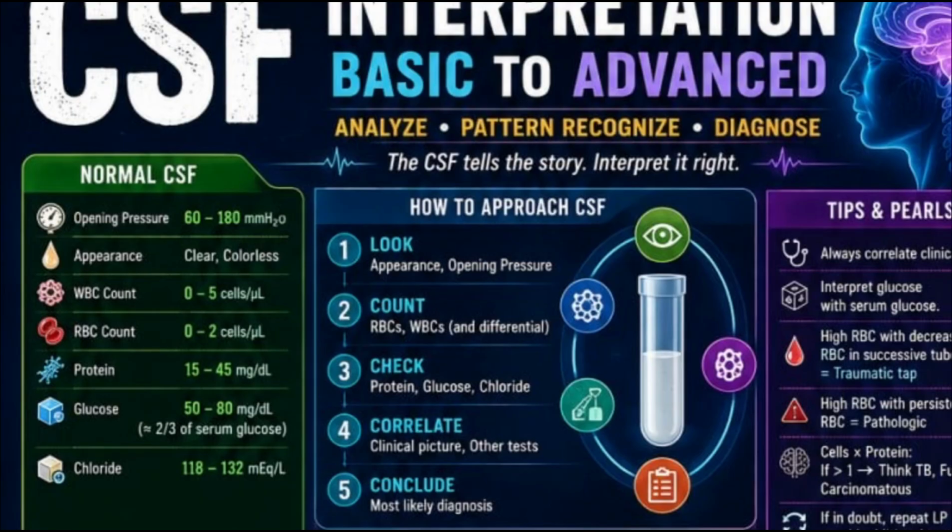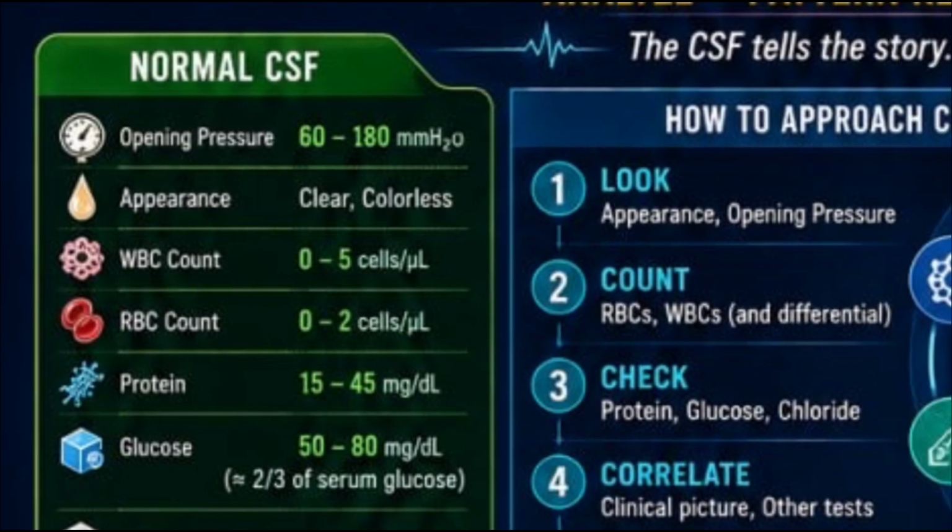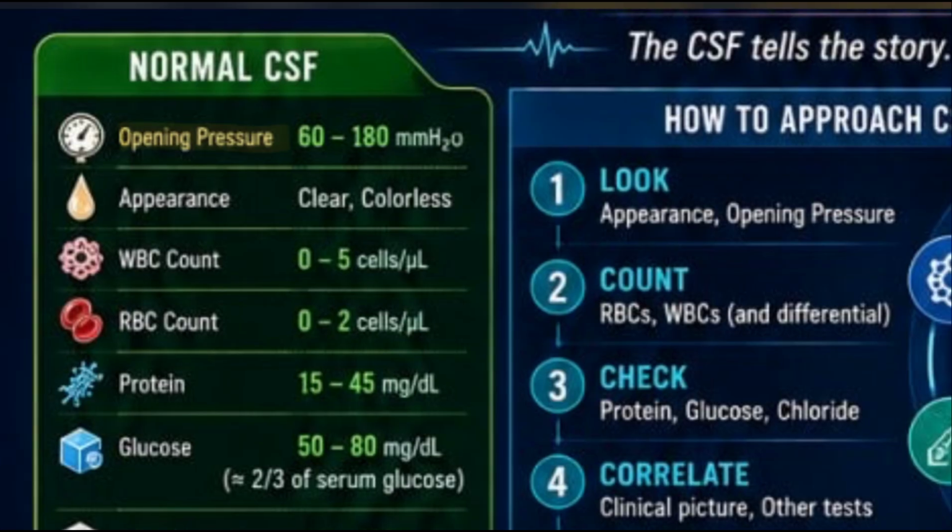So, before interpreting, we have to know normal cerebrospinal fluid values. If you're seeing here, these are the normal CSF values. First, the opening pressure: 60 to 180 mm H2O. And appearance, you can see here, it will be clear and colorless.